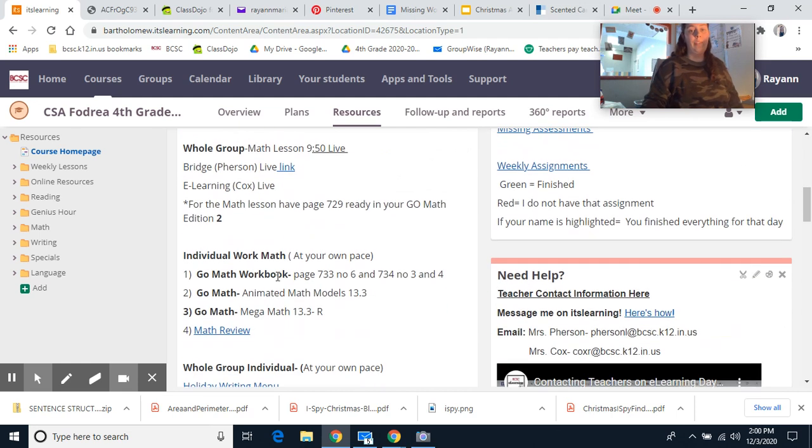For math, you have your workbook. Here in a moment, I'm going to assign Animated Math Models 13.3 in Mega Math. So you have about an hour before school's technically over, but you need to finish your math book, your online Go Math, and your math review.